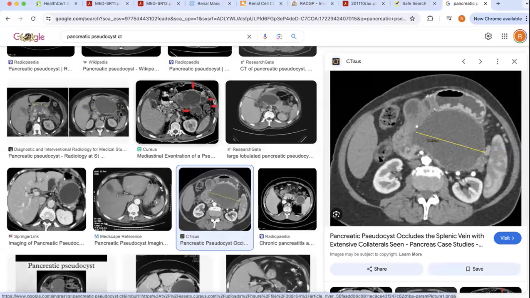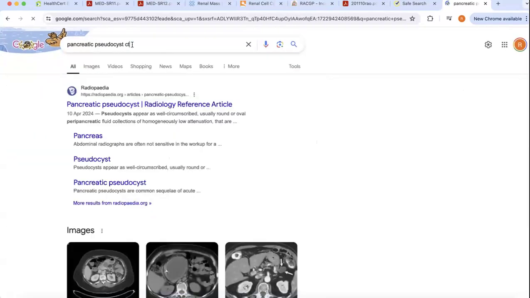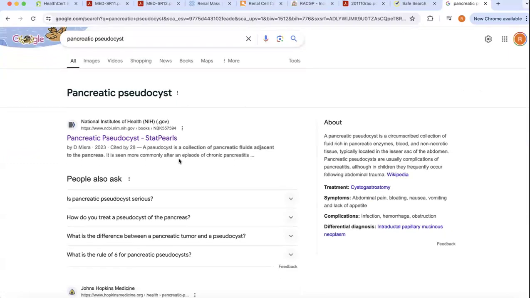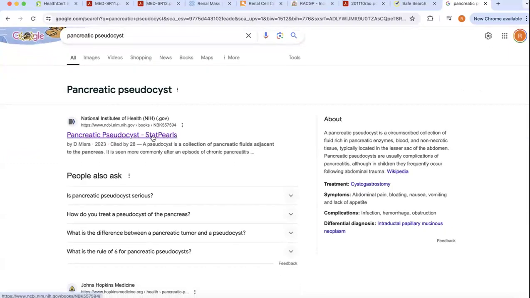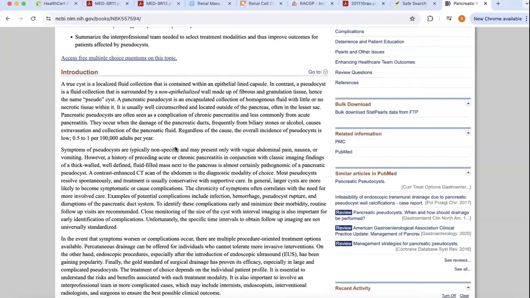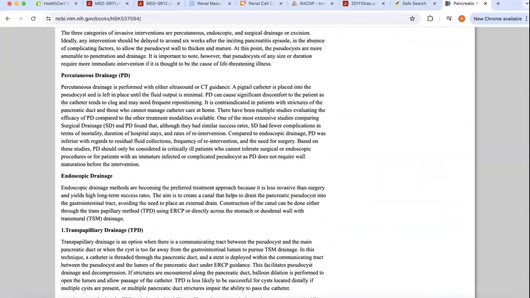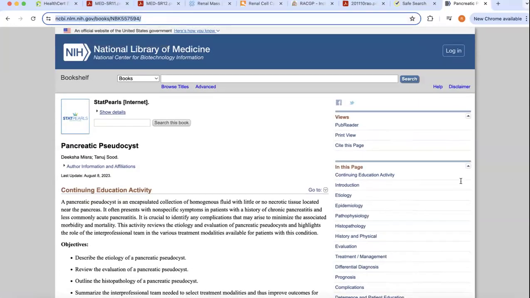Okay. There is a good discussion about pancreatic pseudocyst in, let me show you. So if you go to the NIH, for this pancreatic pseudocyst, they have given a very good discussion. So I'll just copy paste this in your chat box so you can give it a read. Okay.